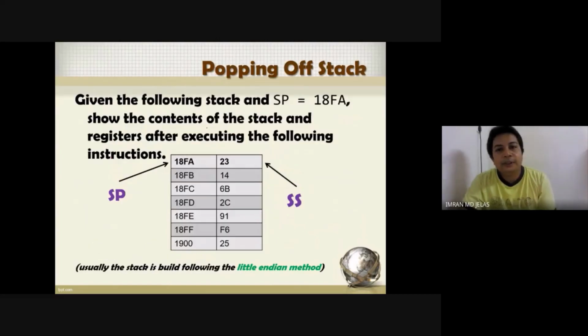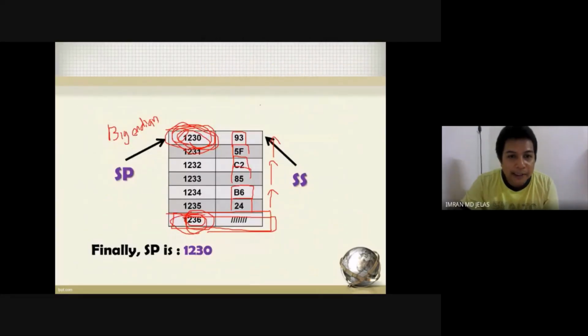Okay, given the following stack, the stack pointer is at 18FA. So this is the current stack pointer. That means if you want to pop, usually the stack is built following the little endian method. So this one is based on little endian. See the difference. This is based on big endian. The address starts from the smallest address to a bigger address.